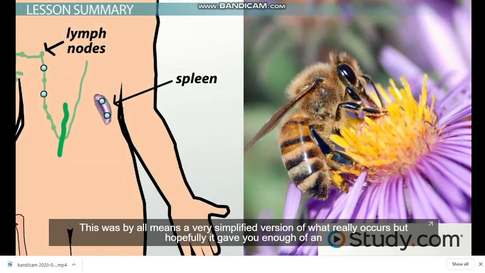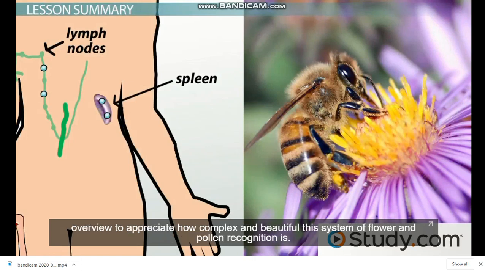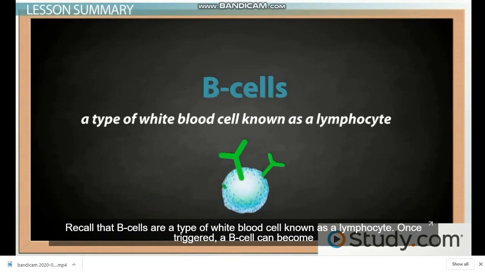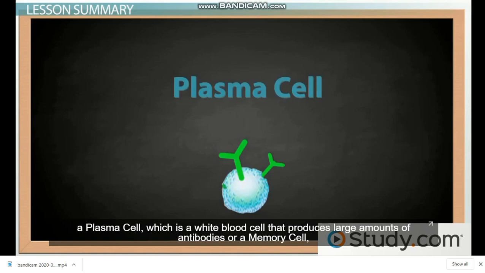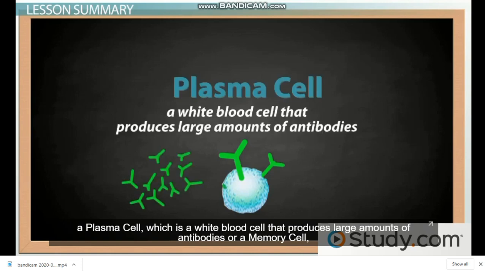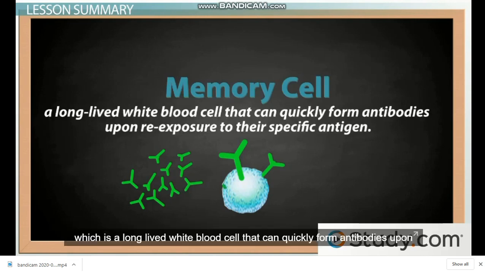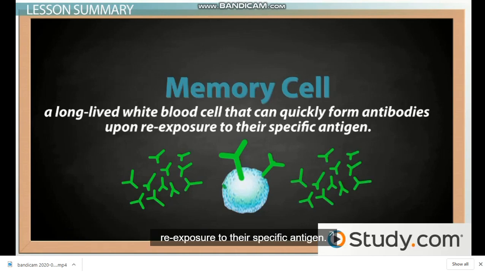This was by all means a very simplified version of what really occurs, but hopefully it gave you enough of an overview to appreciate how complex and beautiful this system of flower and pollen recognition is. Recall that B cells are a type of white blood cell known as a lymphocyte. Once triggered, a B cell can become a plasma cell, which is a white blood cell that produces large amounts of antibodies, or a memory cell, which is a long-lived white blood cell that can quickly form antibodies upon re-exposure to their specific antigen.